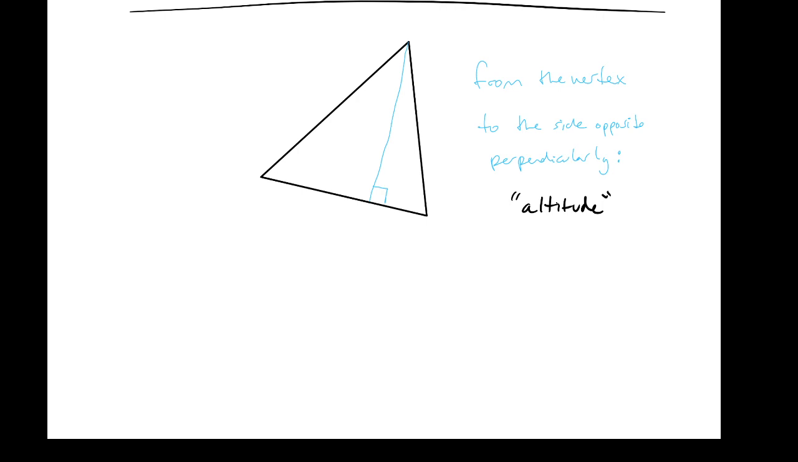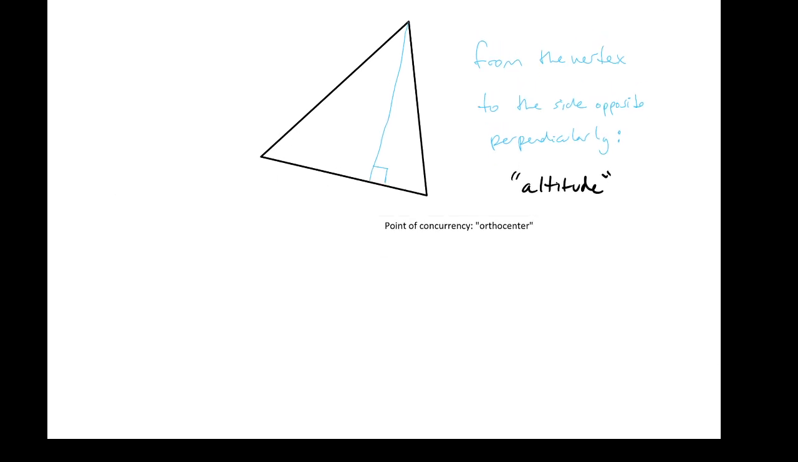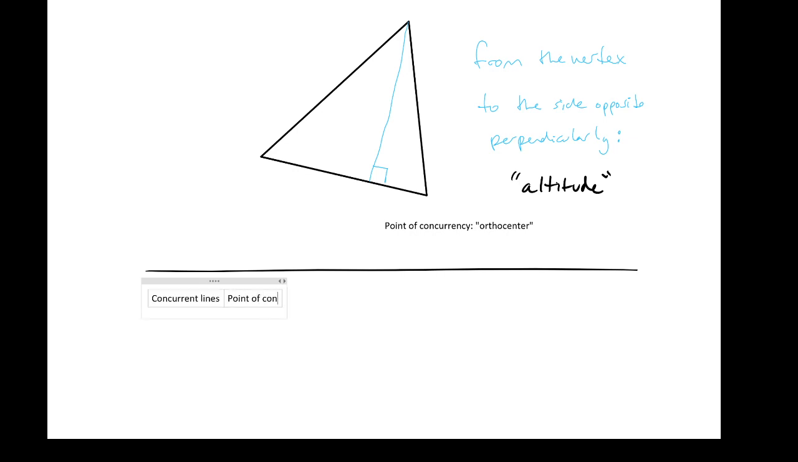There is a name for this point of concurrency. You construct three altitudes. The point of concurrency is called the orthocenter. Now, the orthocenter is going to come up on your next quiz. In fact, let's go ahead and we're going to have the concurrent lines. Then we're going to have the name of the point of concurrency.